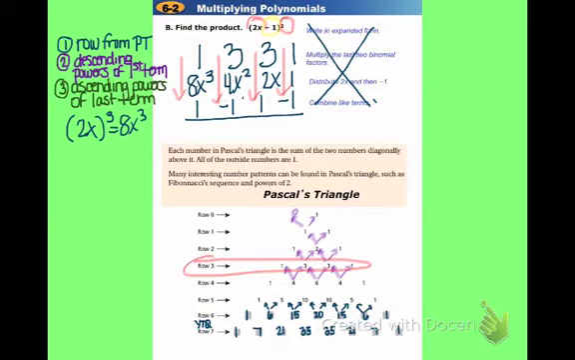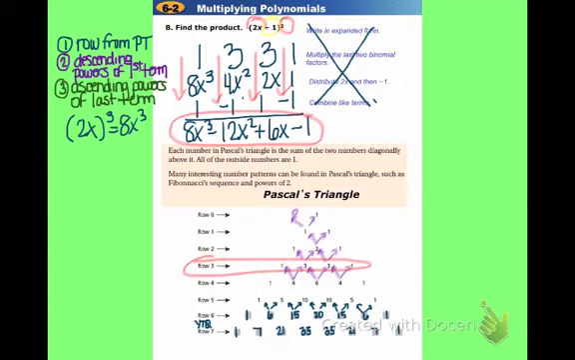So let's multiply down the first column. 1 times 8x cubed times 1, that's 8x cubed. Then down the next column, 3 times 4x squared times -1 is -12x squared. Down the next column, 3 times 2x times 1, that's plus 6x. And then 1 times -1, that's -1. And that is (2x - 1) raised to the third power in expanded form.